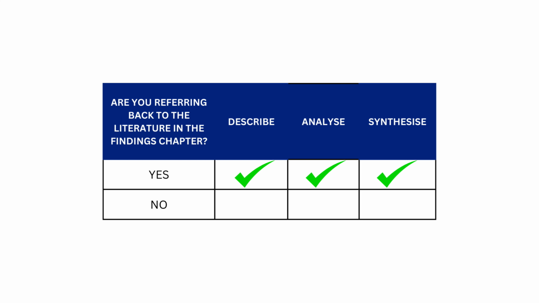findings in isolation in your findings chapter, then you will need to focus on the describe and analyse parts of the process. The function of your findings chapter is simply to present the findings and offer some relevant commentary about them. In your discussion chapter, you'll move on to the synthesis stage where you revisit the literature and you critically consider your findings in light of it.